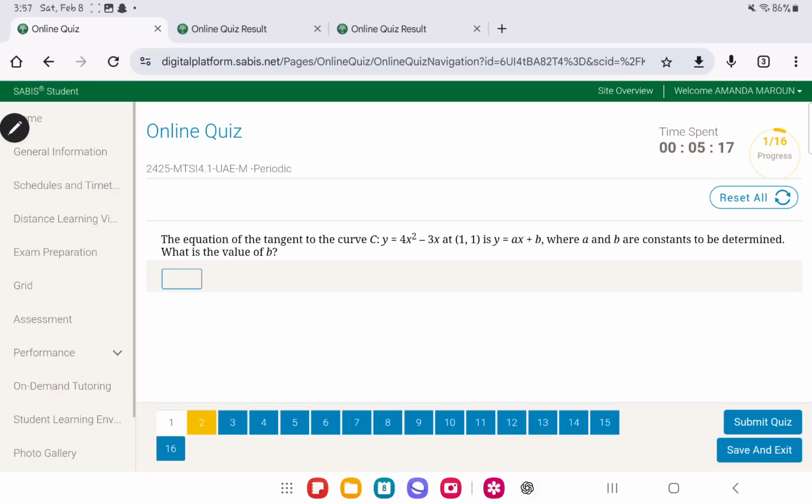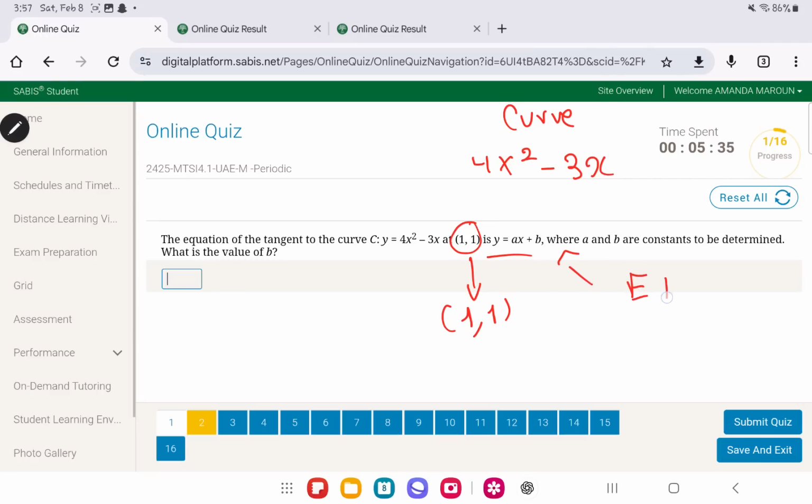What is the value of b? Okay, very simply, let us write what's given. We have our curve. Its equation is 4x squared minus 3x, okay? We have the points, so there's no need to find the points. We have the points given to be (1, 1). They gave us the equation of the line.